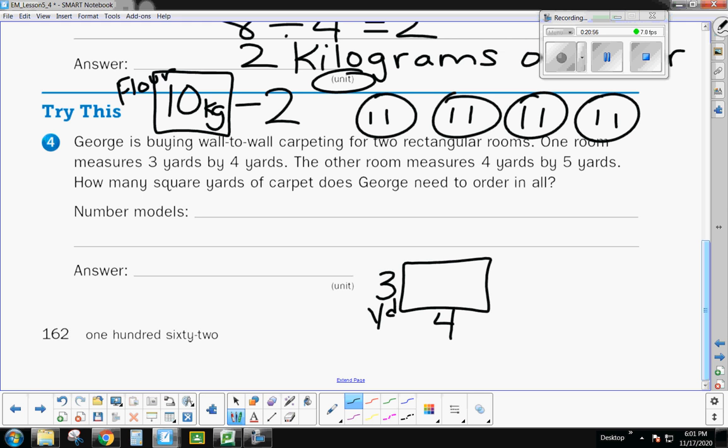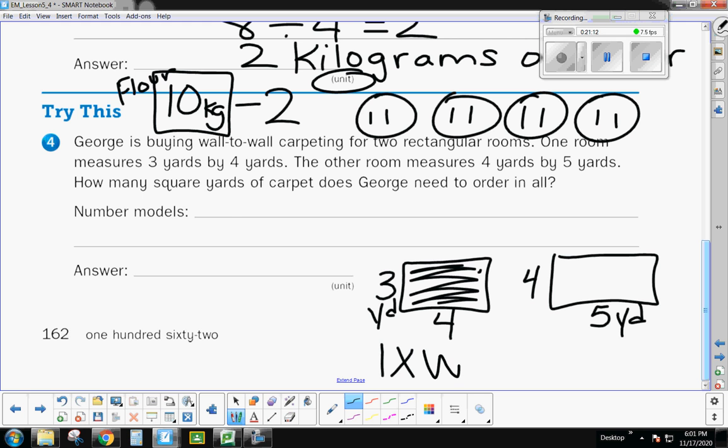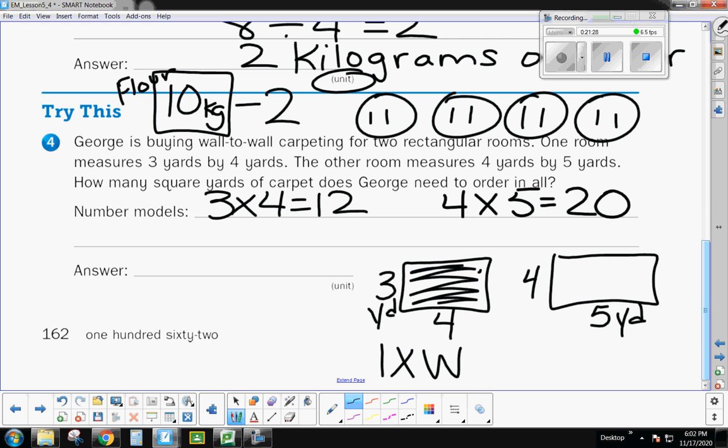So 2 rooms, so he's got a room that it says is a 3 by 4, and these are yards. He's got another room that's a 4 by 5 yard room. How many yards of carpet does George need in all? Well, boys and girls, we know to find the area, we got to do what? We got to do length times width. So I'm going to do 3 times 4 equals 12 for that room. And then I need to do my length times width for my second room. So I'm going to do 4 times 5 equals 20 for my second room.